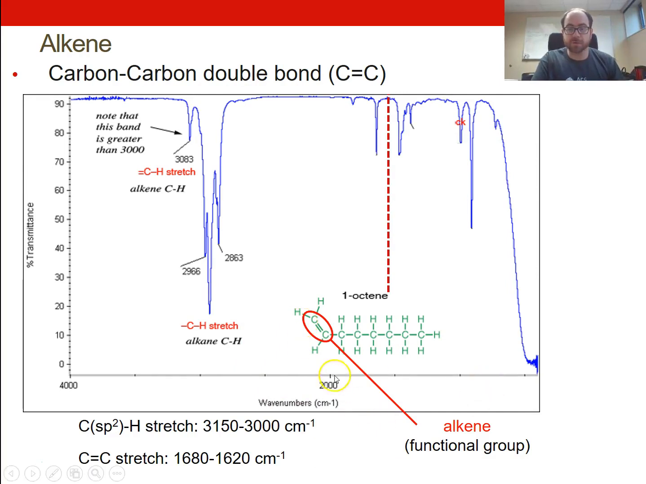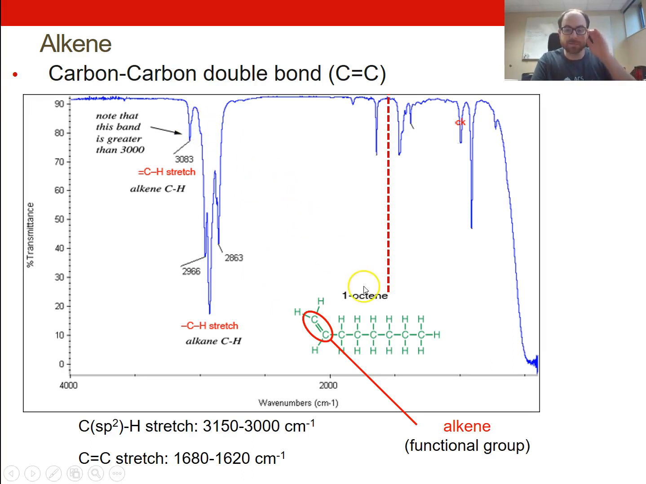The second functional group that we'll talk about is an alkene, and an alkene must contain at least one carbon-carbon double bond. So we can say that there is an alkene functional group in our molecule, again, if we have a carbon-carbon double bond. And so if we focus on the hydrogen region, we see a new peak that appears above 3000, so in a different region than we saw for our alkane.